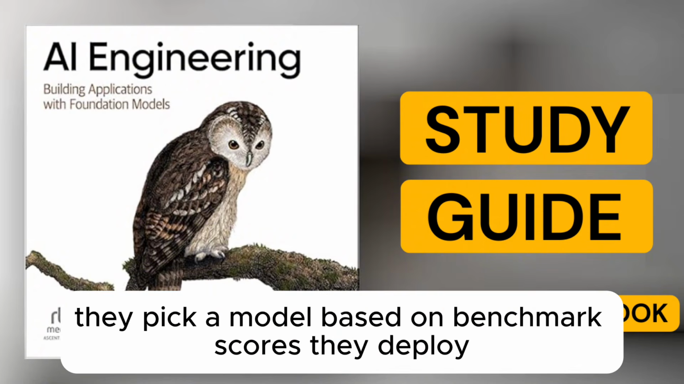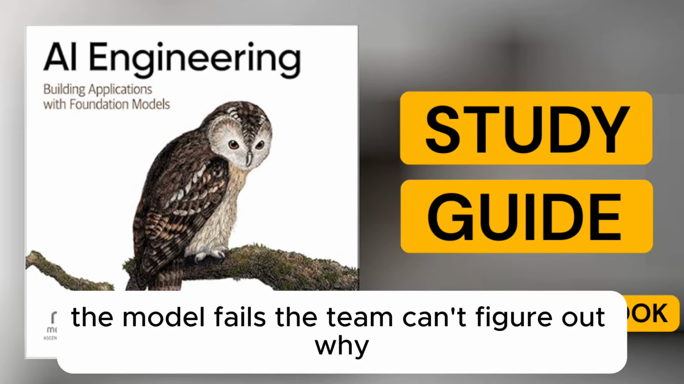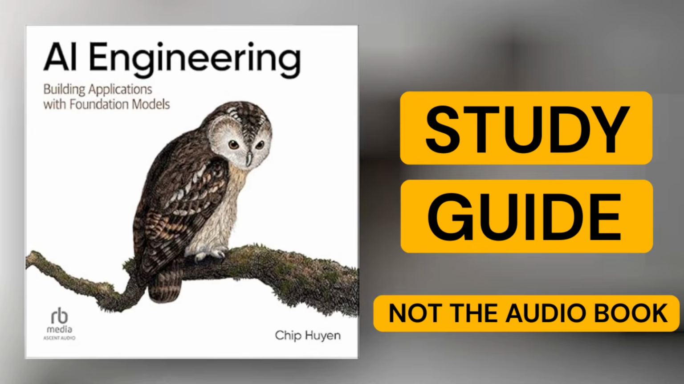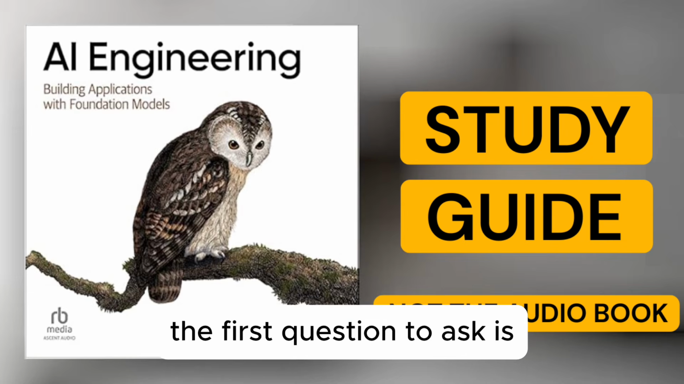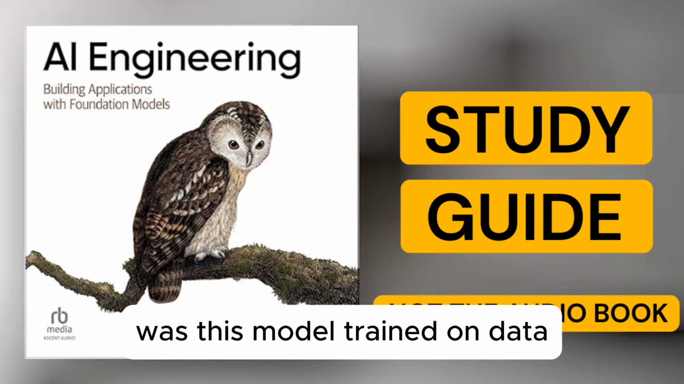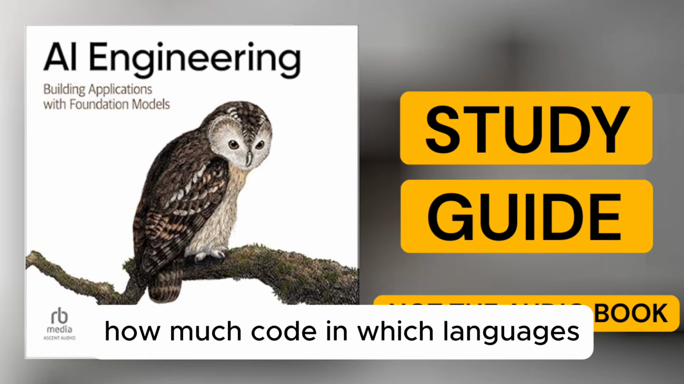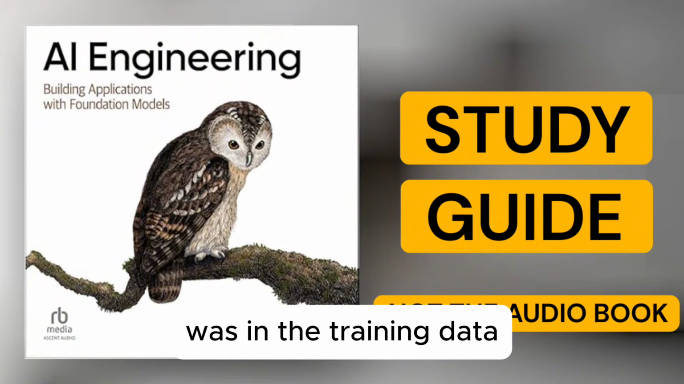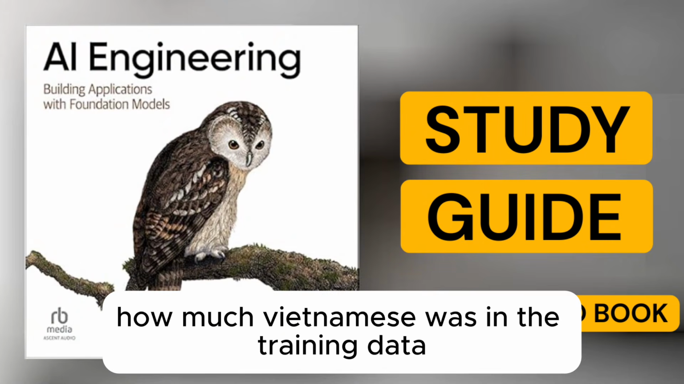They pick a model based on benchmark scores. They deploy. Users start asking questions the model never saw equivalent data for. The model fails. The team can't figure out why. The answer is almost always, the training data didn't cover this case. So when you pick a foundation model for your application, the first question to ask is, was this model trained on data relevant to my task? If you're building a coding assistant, how much code, in which languages, was in the training data? If you're serving Vietnamese users, how much Vietnamese was in the training data?